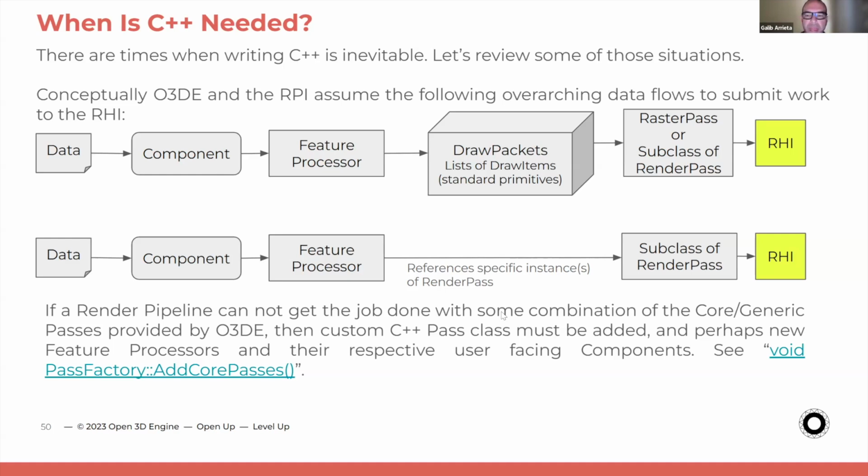This also means that if you have custom passes, then of course you have to write custom C++ classes. And there is an API I mentioned at the bottom where, for example, there is a pass factory add core passes. If you follow that API, you're going to see how the engine registers all of the passes that ship with the renderer.